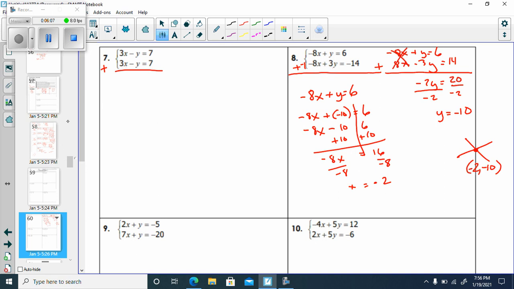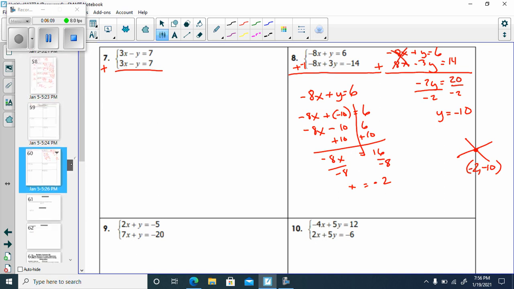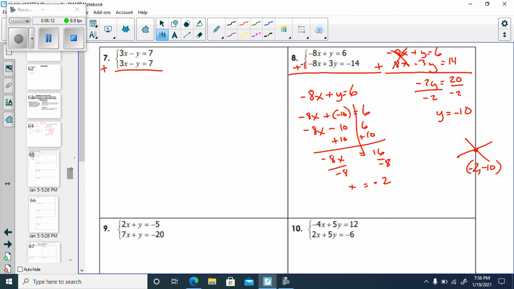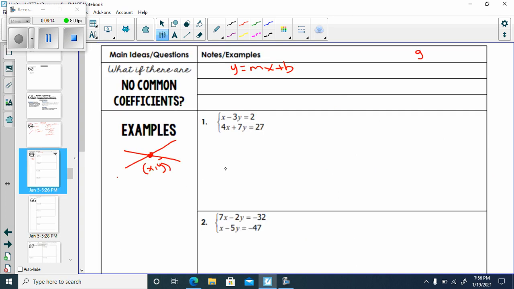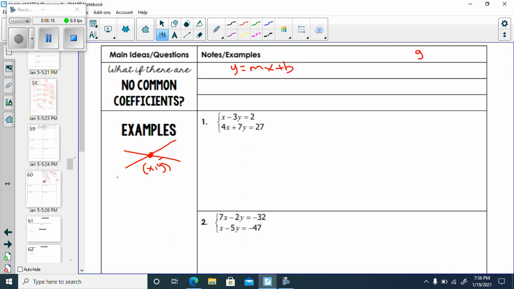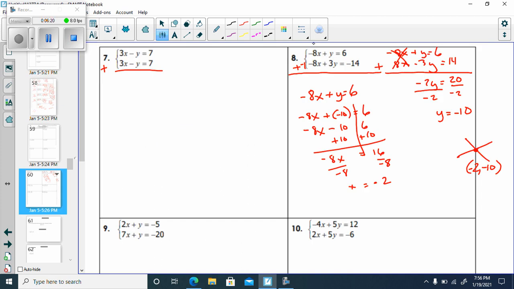Now, let's go back down here and look at what we're doing when we don't have the same coefficients. In this case here, guys, both of these were negative 8. The coefficients were the same, so I only needed to use a negative 1. What if our coefficients are not the same?